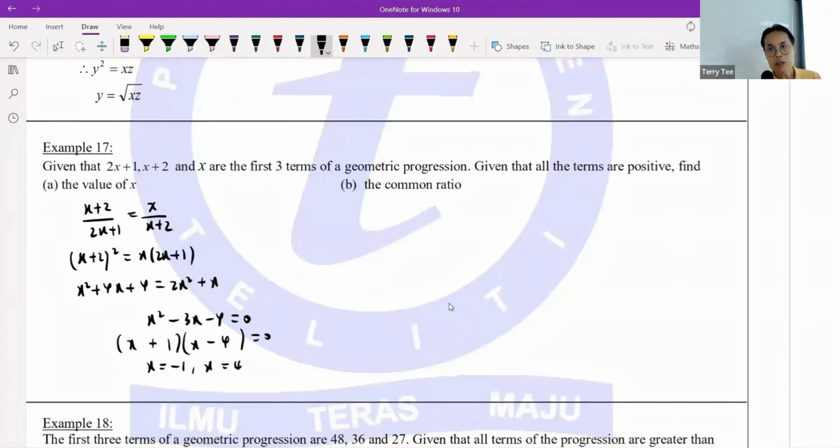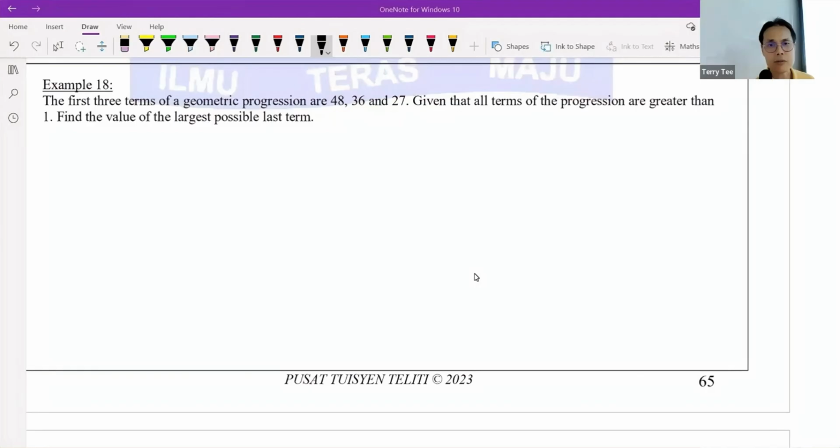Now, they say all the terms are positive. If all the terms are positive, obviously we can't take negative 1, right? So we take x equals 4. To find the common ratio, we either substitute into the first or the second. I think taking the second one is easier, isn't it? My common ratio R is now 4 divided by 4 plus 2, which is 4 over 6, or 2 over 3. So the first three terms of the geometric progression are 48, 36, and 27.